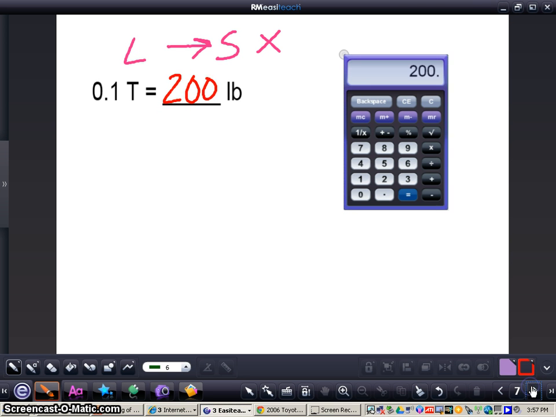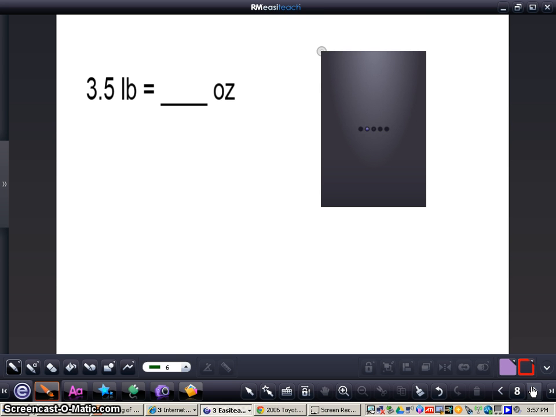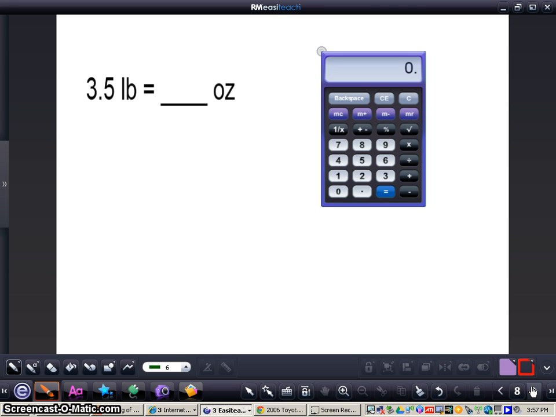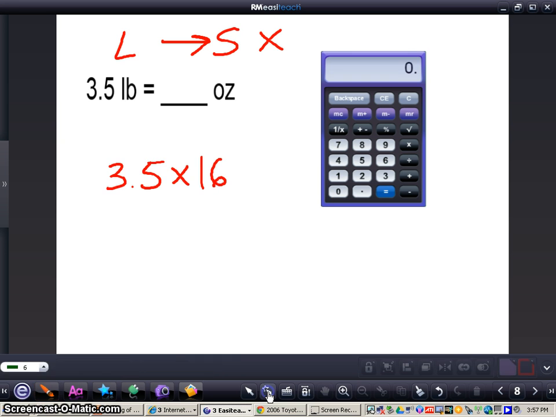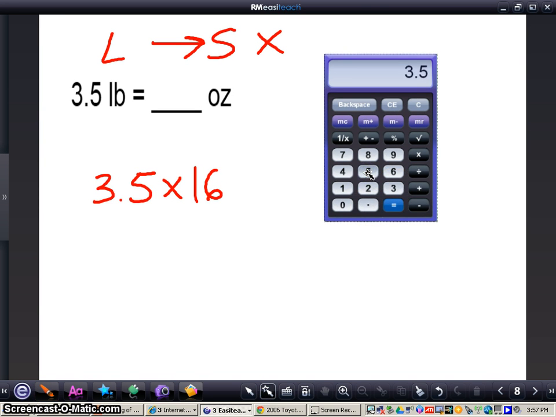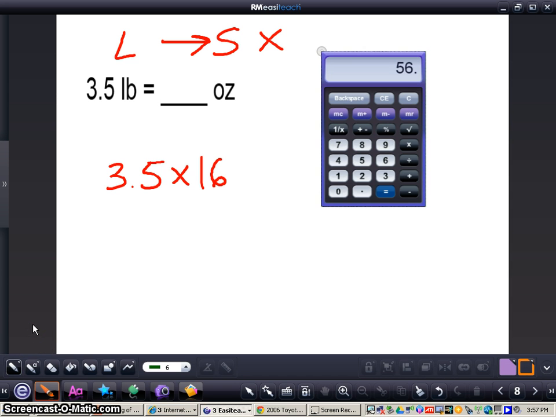We'll look at one more together and then I'll have you do some all by yourself. 3 5/10 pounds equals how many ounces? Once again, we need to think about whether we're going to multiply or divide. Larger to smaller, so we're going to multiply. What are we going to multiply by? 16, because there are 16 ounces in 1 pound. So we're going to do 3 and 5/10 times 16. We can put that right in our calculator. 3.5 times 16 gives me 56 ounces. So 3 and 5/10 pounds equals 56 ounces.